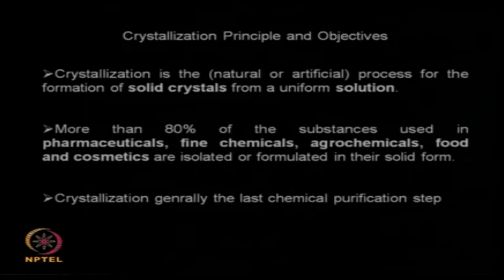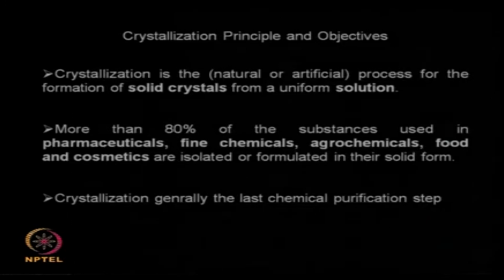So what is the principle or objective of crystallization? So it is a natural or artificial process. That means in an artificial process we induce crystallization by adding some chemical or heating and so on. Actually the idea is to form solid crystals from a solution. The solution is generally called a supersaturated solution. In normal solution we will not get crystals, but we need to make it into a supersaturated.